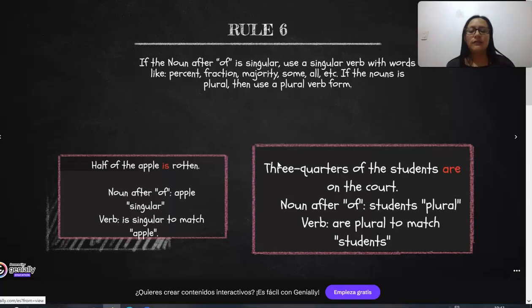And then number 6. If the noun after of is singular, use a singular verb with words like percent, fraction, majority, sum, all of it. If the noun is plural, then use a plural verb. And I have here, for example, an apple. Here I have an apple, which is singular, so my verb is singular. And the of is right here, so here I have the noun after of. And same thing, of is here, then I have the students, but in this case it's plural, so my verb has to be plural, are.